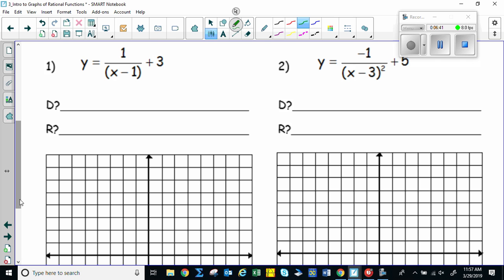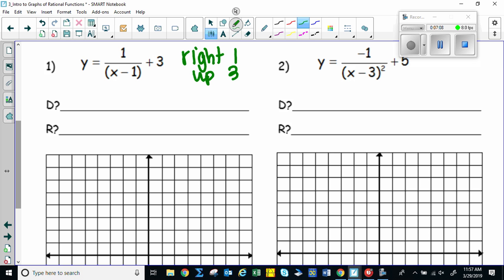So I'm going to look at example number 1 here. So the h value drives my vertical asymptote. The k value drives my horizontal asymptote. If you were going to just describe the changes from the parent function, what would you tell me this graph is doing? Right 1 and up 3. Good. Right 1 and up 3.